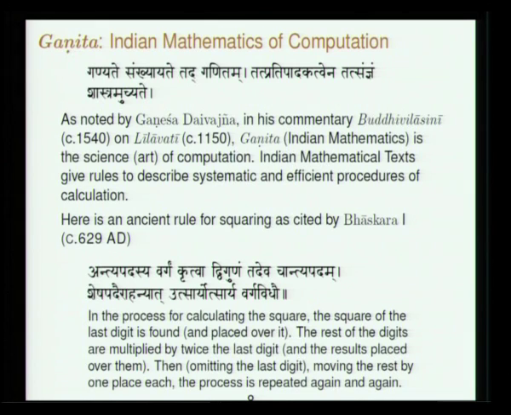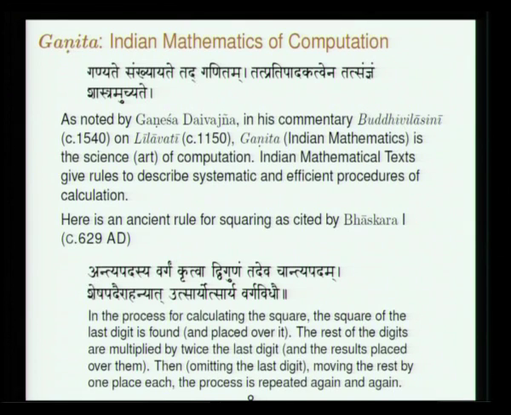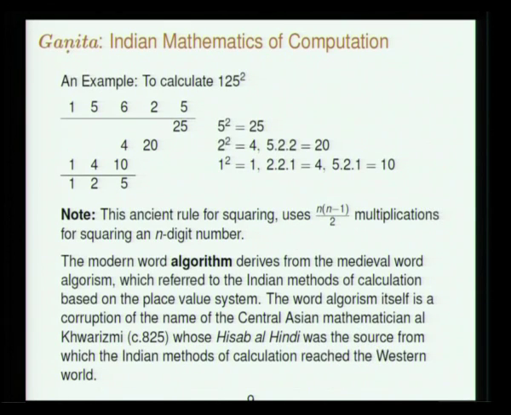And therefore, we can expect that Indian mathematical texts really abound in rules to describe systematic and efficient procedures for calculation. Just to give you an example, we will go to a very ancient rule. This is given by Bhaskara 1, in his commentary to Aryabhatiya. It is just a rule for calculating the square of a number. Antyapadasya vargam kritva dvigunam tadeva antyapadam sheshapadai utsaryotsarya varga vidhau. So, we can see the kind of calculation he is talking about.